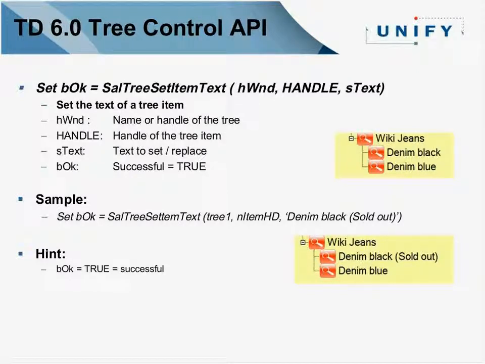Set item text means you can change your item text during runtime. So, for example, if something is sold out, you can change the text from the Denim Black, in this case from the Wiki Jeans, into Denim Black sold out, and again change the text color, underline it, or give some more information in the tooltip.